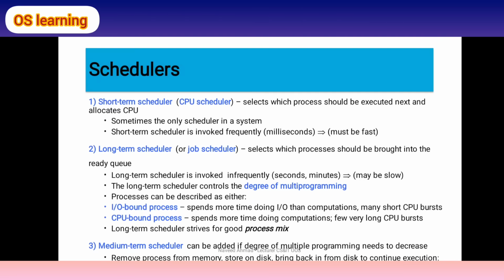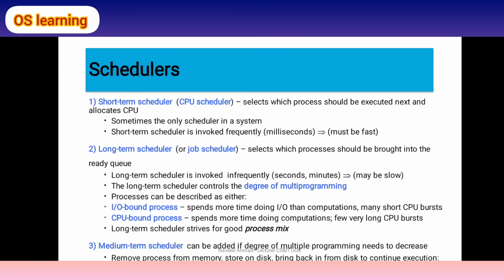It is also known as the job scheduler. It selects which process should be brought into the ready queue. The long-term scheduler is invoked infrequently, in seconds or minutes, whereas the short-term scheduler is invoked in milliseconds. Since it takes longer than the short-term scheduler, it may be slow. Next, the long-term scheduler controls the degree of multiprogramming.